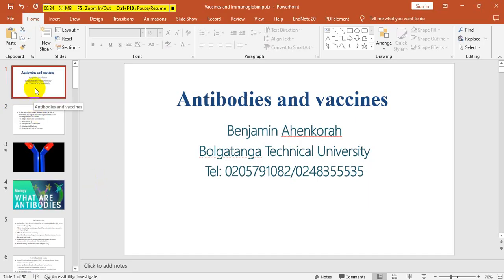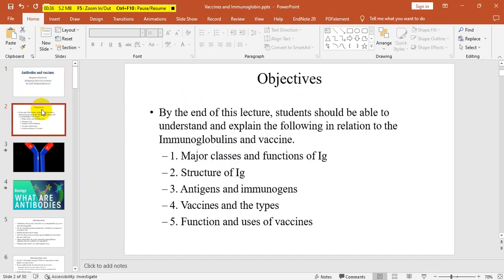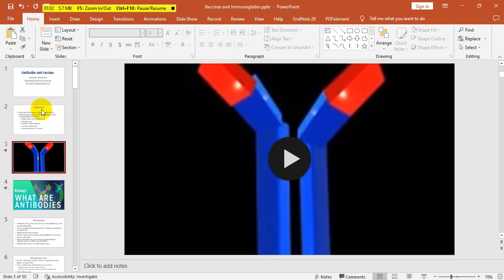Okay, so as part of our objectives, we'll be looking at the major classes and functions of immunoglobulins. We'll also look at the structure of immunoglobulin, antigens, immunogens, vaccines and the types and functions of vaccines. But we may not touch on the vaccines so much because we've already done it in the active and passive immunity. Okay, so let's watch a video.